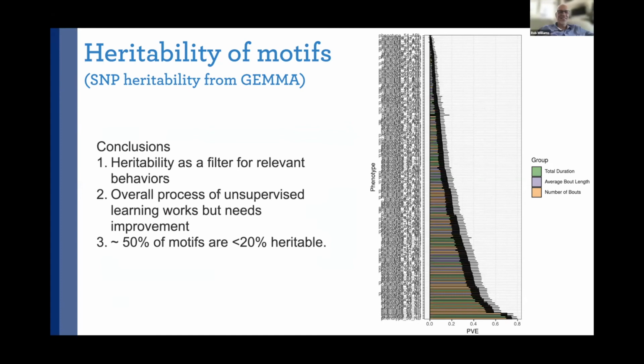So heritability as a filter for relevant behaviors, that's our major conclusion. The overall process of unsupervised learning works, but I would say it needs improvement. And then, 50% of the motifs are less than 20% heritable, and we can talk about how meaningful that is.